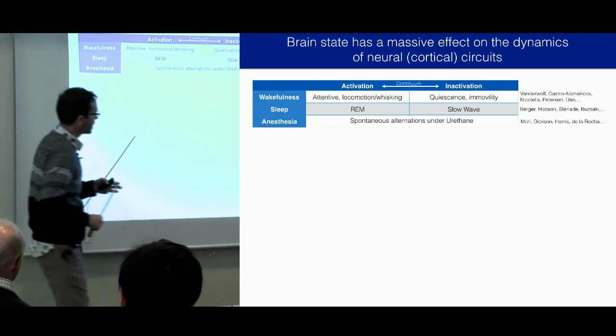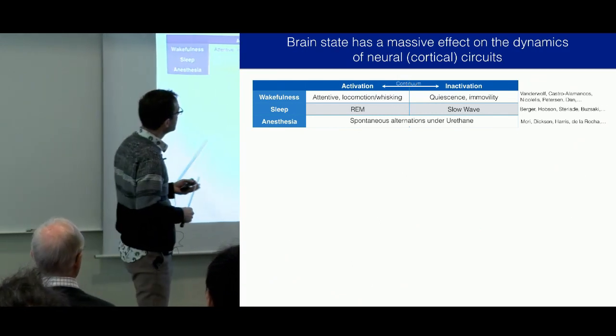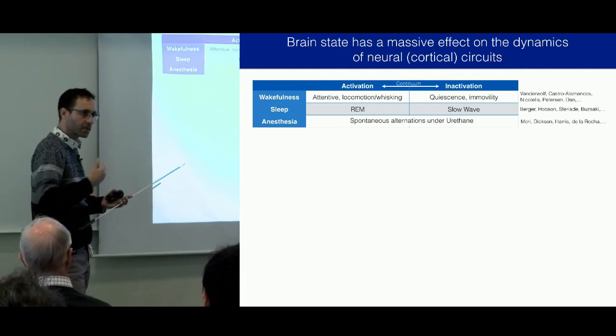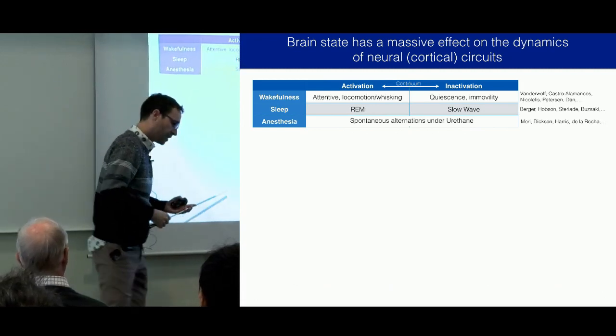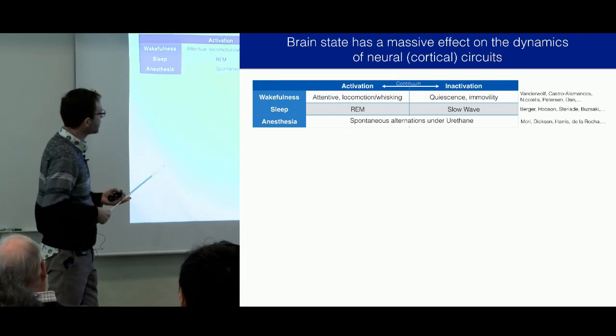There's this particular anesthetic called urethane that targets the cholinergic system. And it's very nice because under urethane you get both extremes, okay? So you get both extreme activation and extreme inactivation.